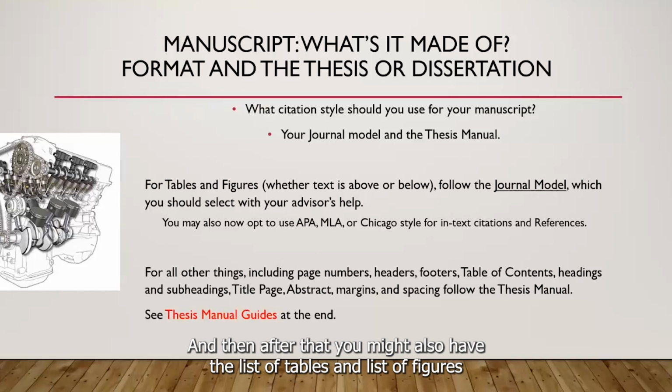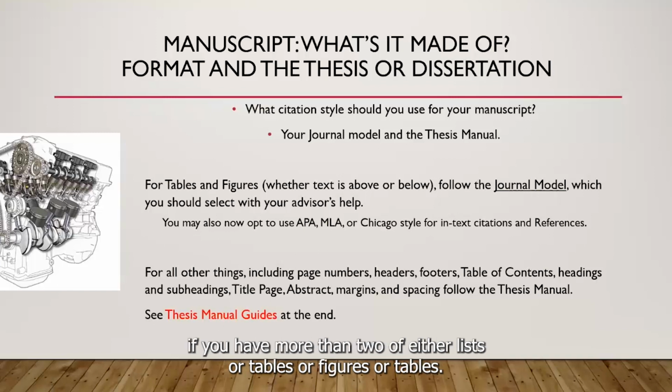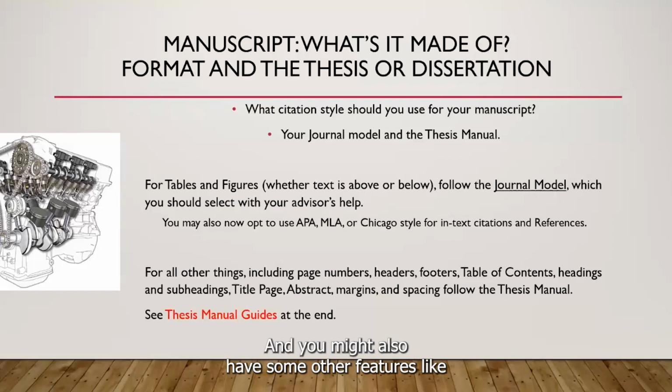And then after that, you might also have the list of tables and list of figures if you have more than 2 of either figures or tables. And you might also have some other pages like appendixes, or what's the word I'm looking for, acknowledgements and stuff like that. So all of that can be found in the formatting manual.